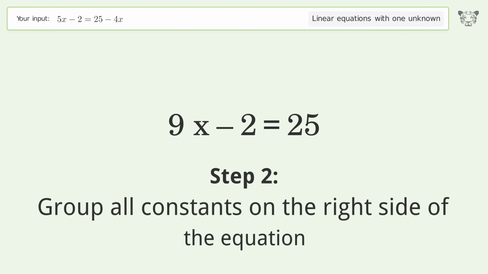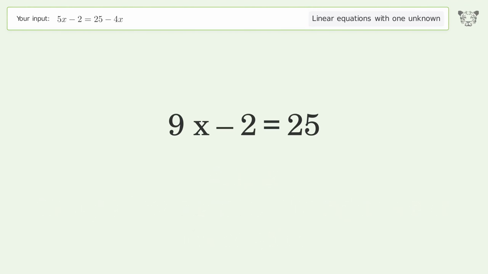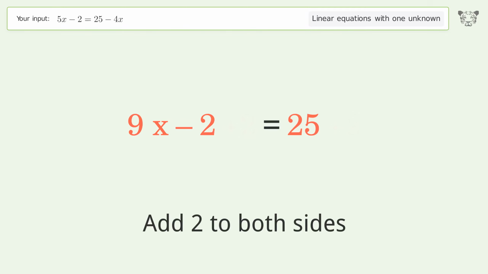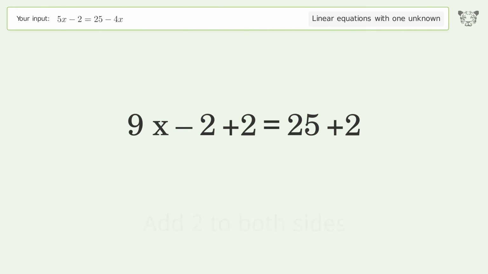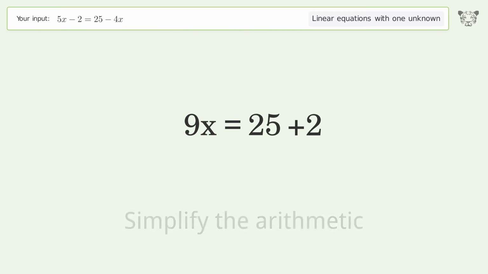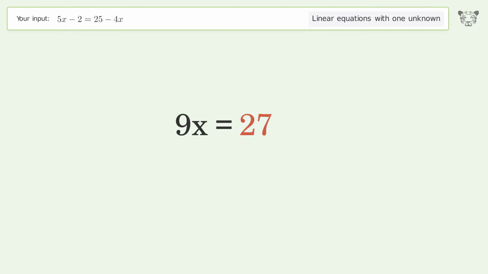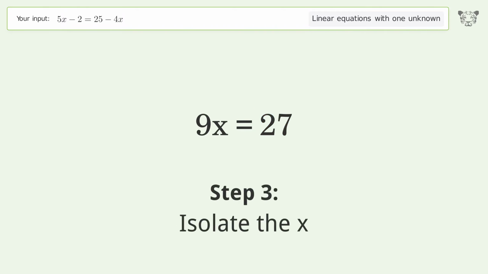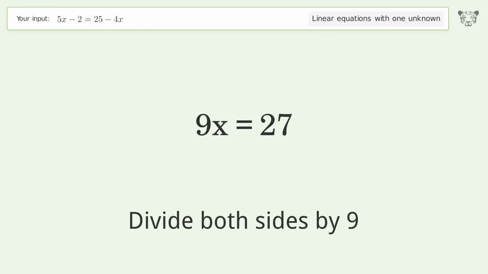Group all constants on the right side of the equation. Add 2 to both sides. Simplify the arithmetic. Isolate the x. Divide both sides by 9.